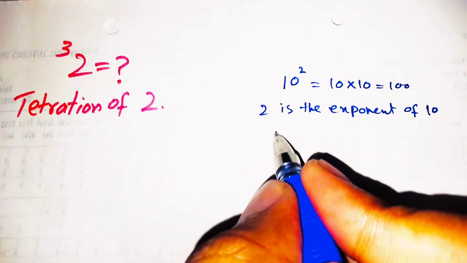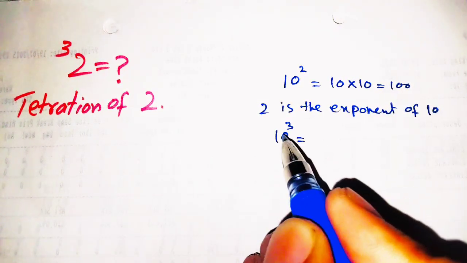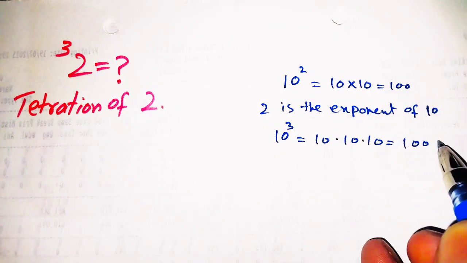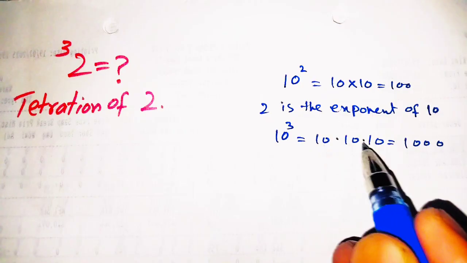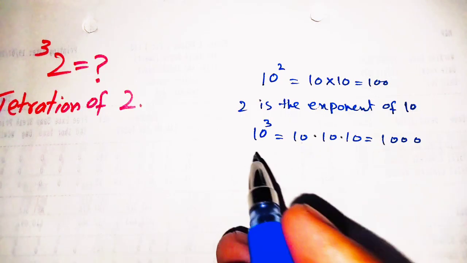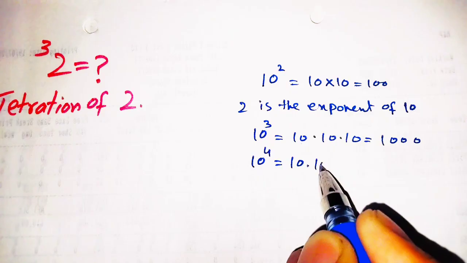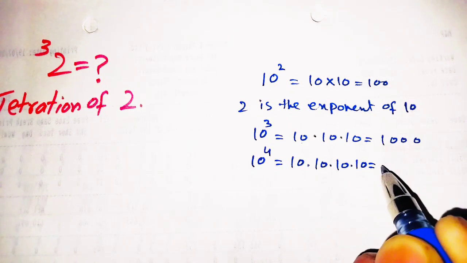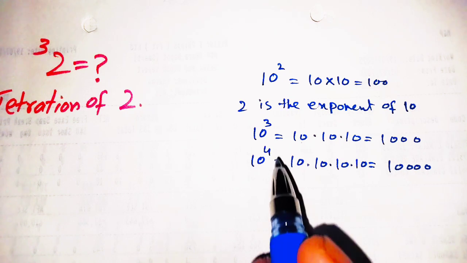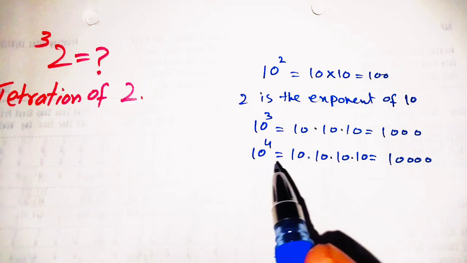Similarly, if we have 10 raised to power 3, it means 3 is the exponent, and from this we can write 10 times 10 times 10, which is equal to 1000. That is 1 followed by 3 zeros. The power is equal to the number of zeros following the 1. Similarly, 10 raised to power 4 means 10 times 10 times 10 times 10, which is equal to 1 followed by 4 zeros. So from this we can conclude that exponent is repeated multiplication.